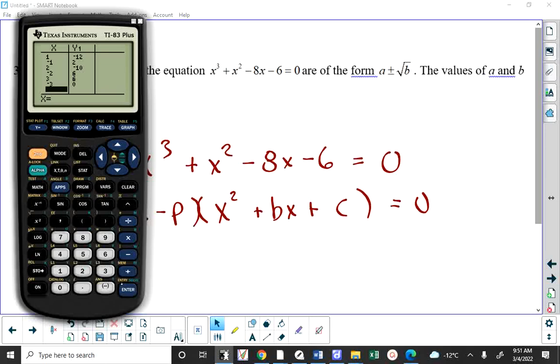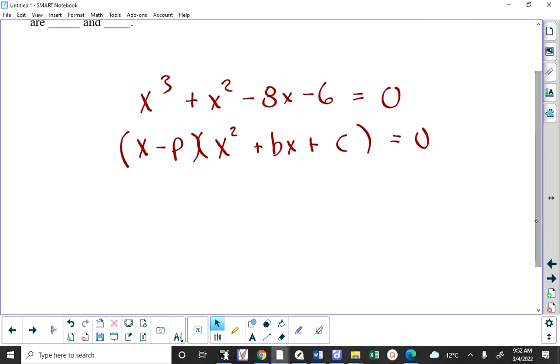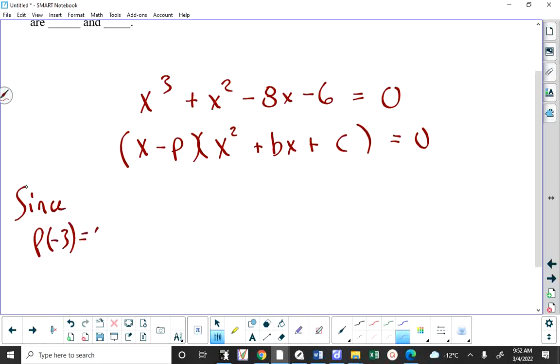I've seen a question like this on a diploma exam where they actually tell you that one of the solutions is -3. But anyway, if they don't, what we know now is that since p of -3 equals 0, x plus 3 is a factor. Are you with me on that? Okay.